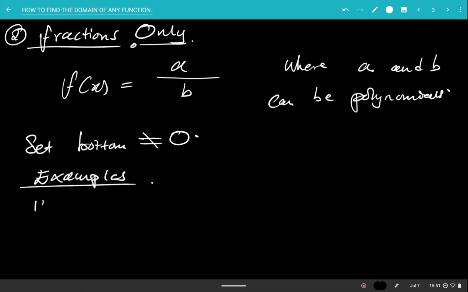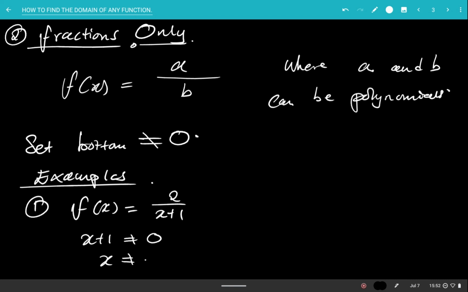Say you've been asked to find the domain of f of x is equal to 2 over x plus 1. We're trying to avoid finding that value which, if I plug in for x, will give me a 0 at the bottom. By inspection, we know that's minus 1. So if I set the bottom not equal to 0, the bottom is x plus 1, and this should not equal 0. Then you solve for x. x should not equal minus 1. So you now have the domain.